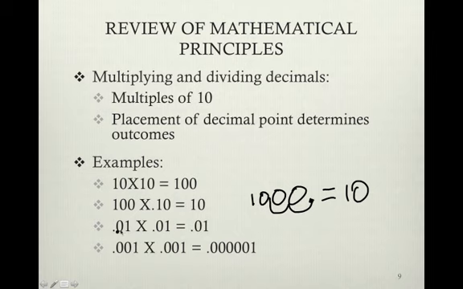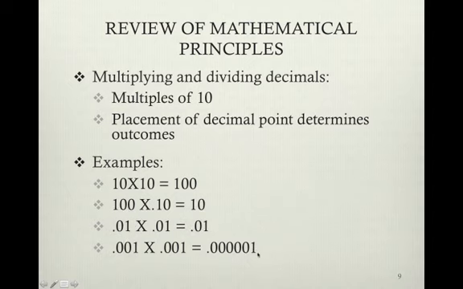Same way with this one, 0.01 times 0.01. Well, we know in multiplication 1 times 1 is 1, and we have 1 decimal spot. So if we multiplied this by itself, or 1, then we would get the same amount. This one's a little bit trickier, that we have essentially 1 times 1 is 1, and we got 6 decimal spots. So 1, 2, 3, 4, 5, 6.